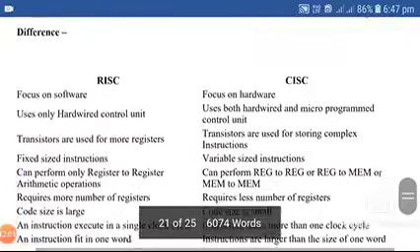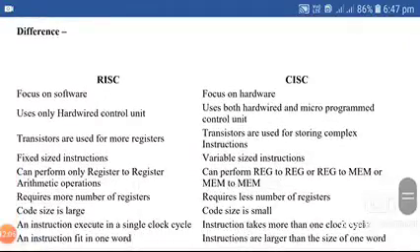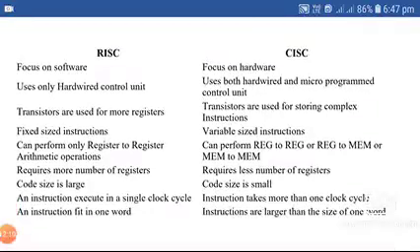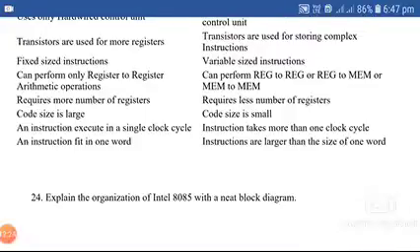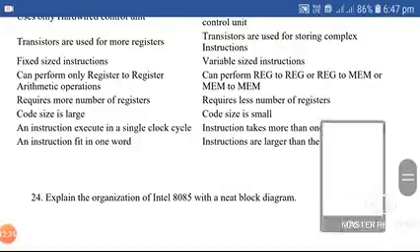So, the differences between RISC and CISC are given here. RISC focuses on software, CISC focuses on hardware. RISC uses only a hardwired control unit; CISC uses both hardwired and microprogram control units. In RISC, transistors are used for more registers; in CISC, transistors are used for storing complex instructions. RISC has fixed size instructions, CISC has variable size instructions. In RISC, an instruction is executed in a single clock cycle; in CISC, an instruction takes more than one clock cycle. In RISC, an instruction fits in one word, but in CISC, an instruction takes more than one word.